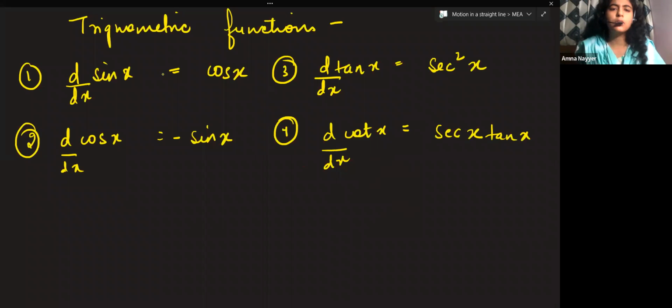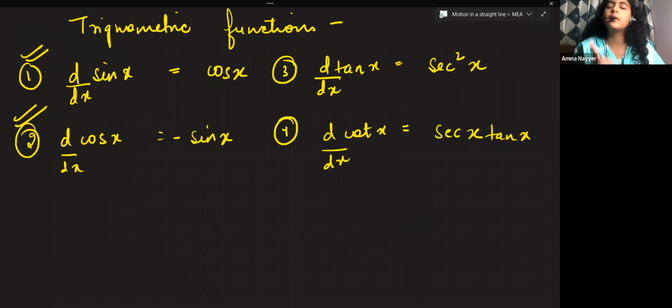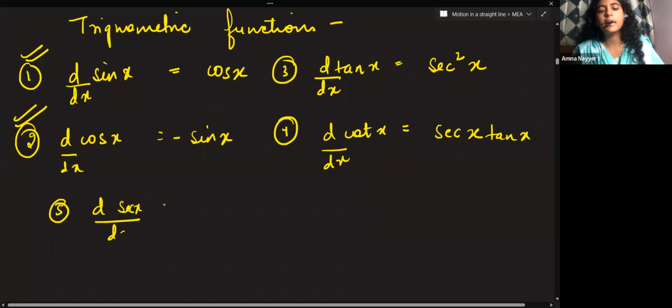All these are not used as much as sine x and cos x. These will definitely be used all along, sine theta and cos theta. Theta can be given, alpha can be given, any variable can be given. You should just remember that whenever it is sine, it becomes cos, and whenever it is cos, it becomes minus sine, sine with a negative sign. And fifth one, if you have sec x, then the derivative becomes sec x tan x. All right, this becomes sec x tan x.